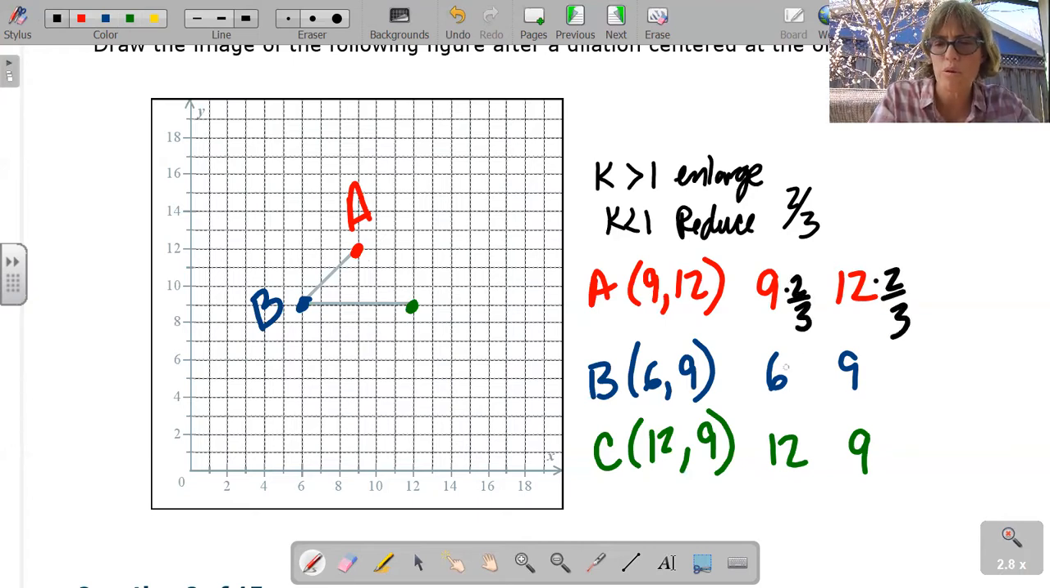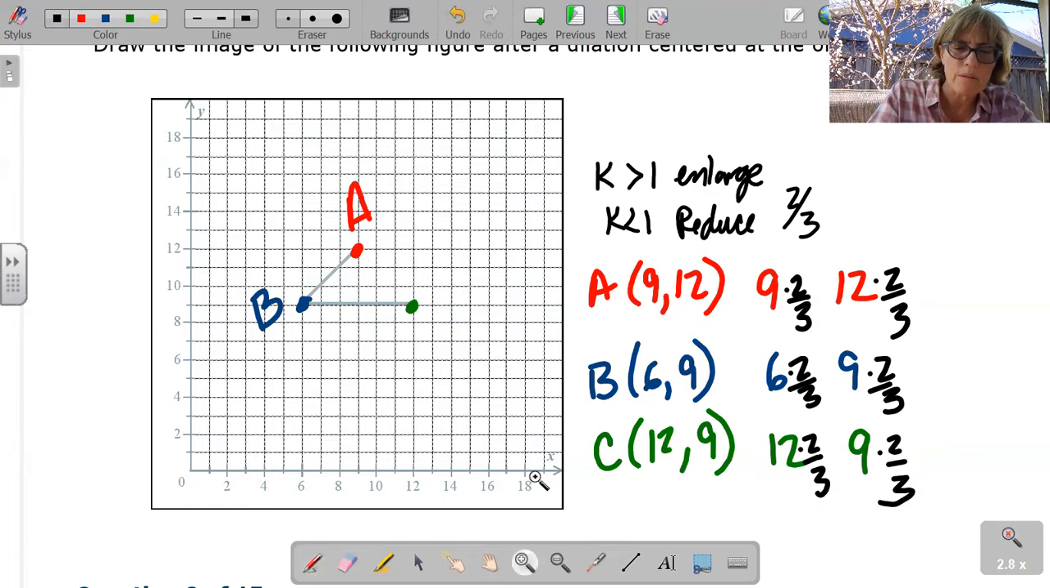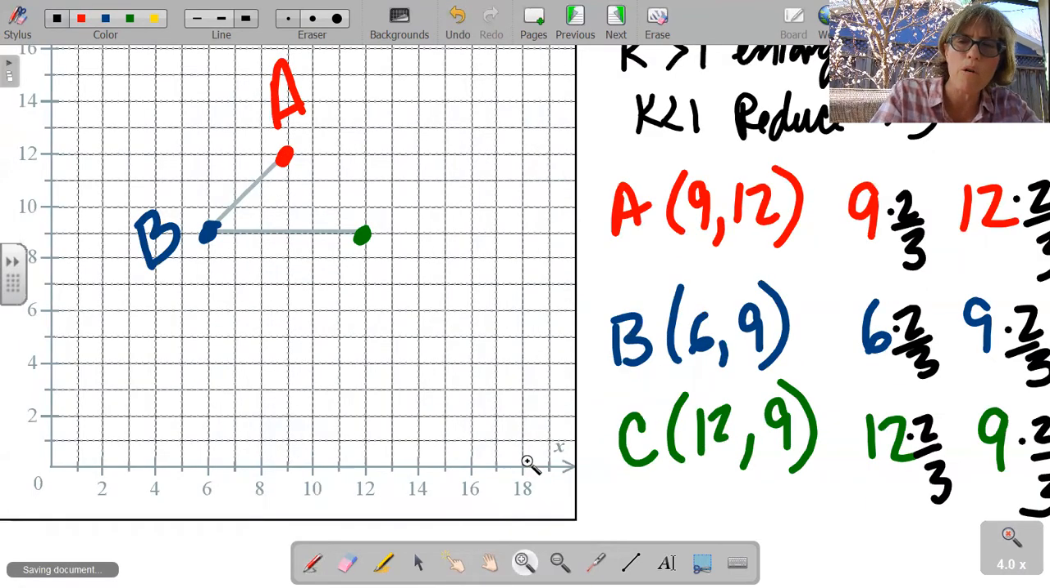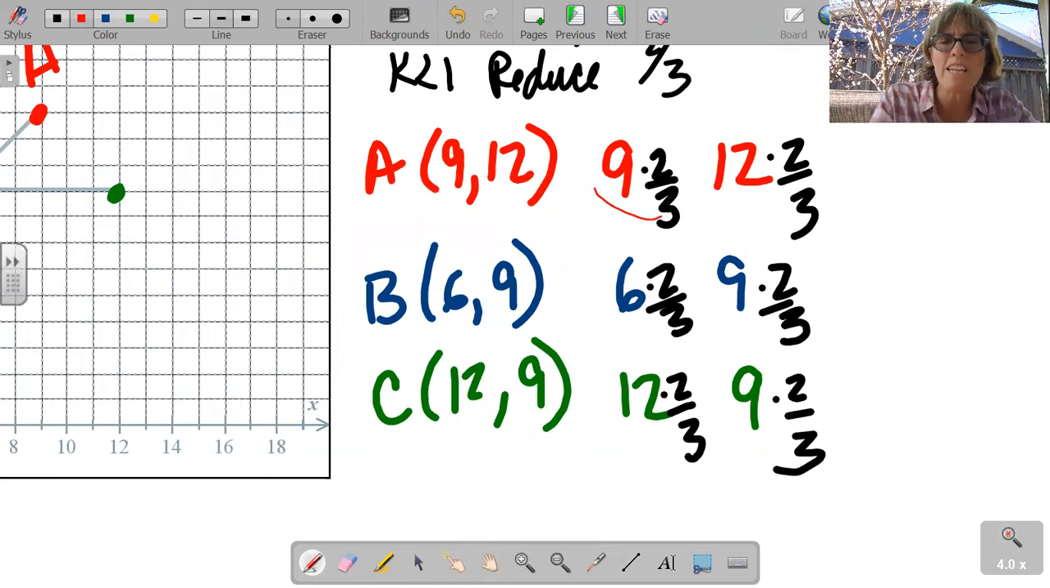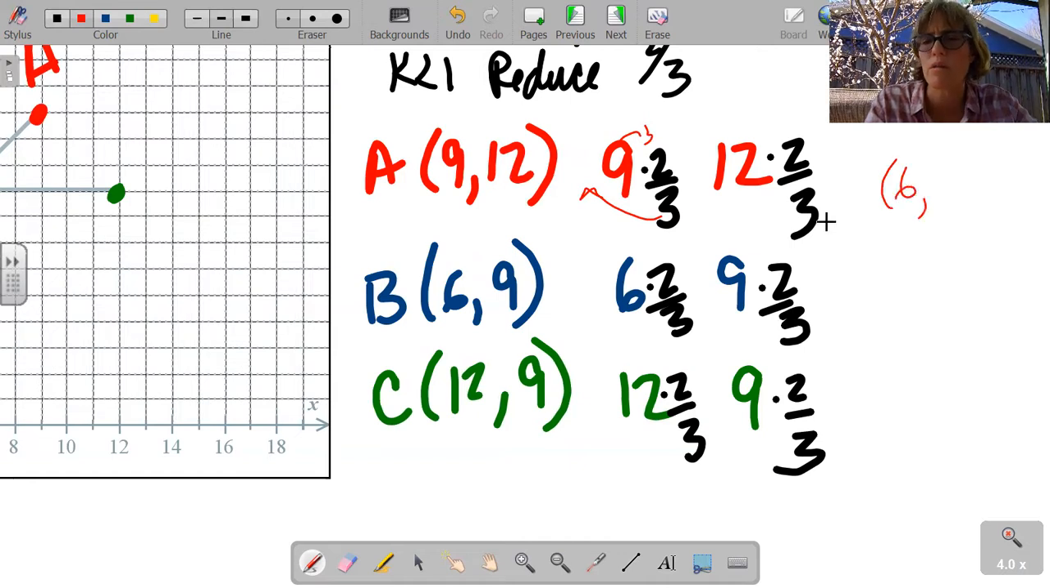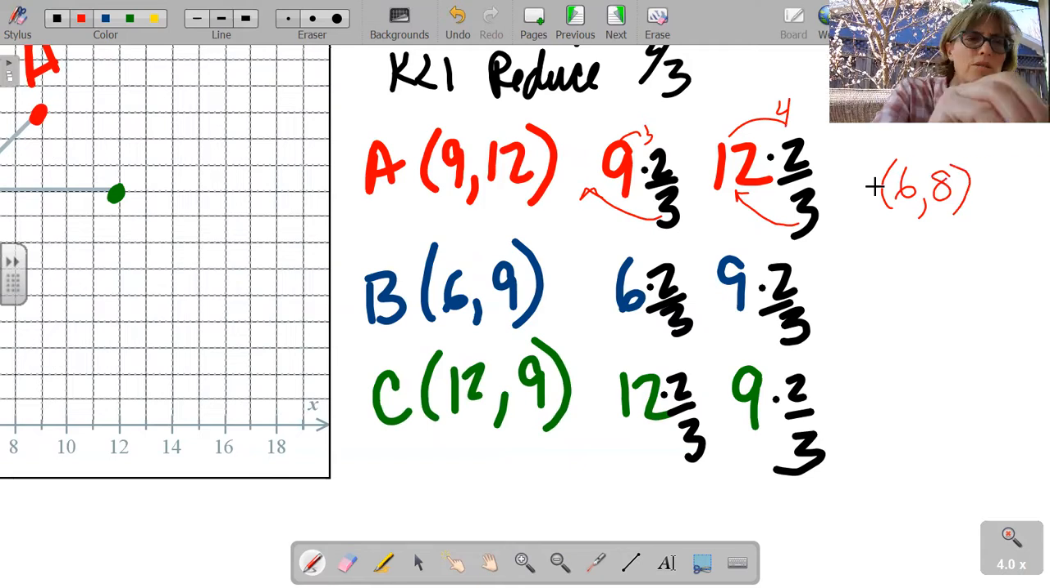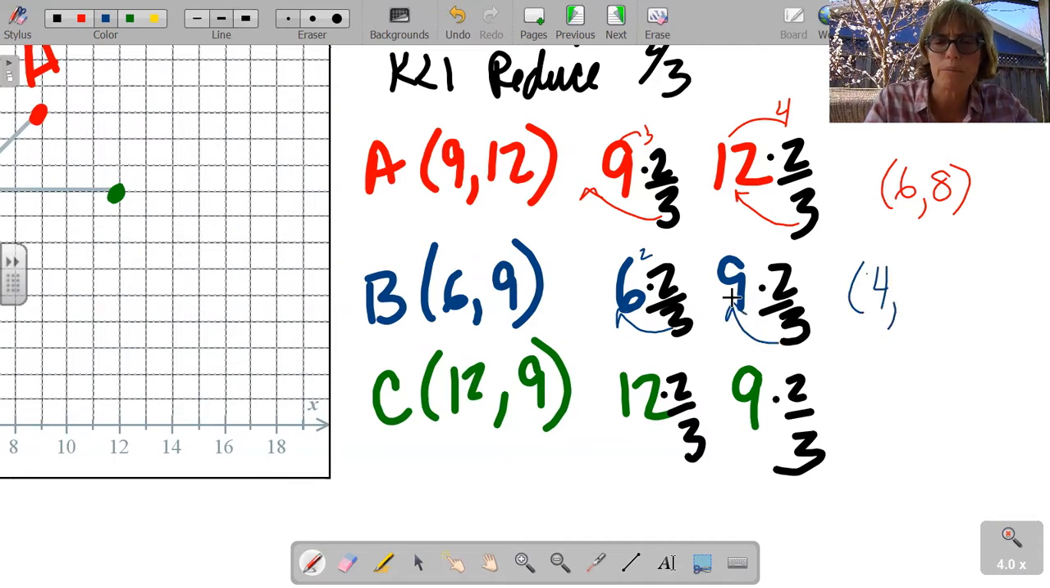2/3, 2/3, 2/3. We're multiplying everything by your dilation factor. You do arrow in, arrow out. 3 goes into 9 3 times. 3 times 2, this becomes 6. 3 goes into 12 4 times. 4 times 2, that becomes 8. 3 goes into 6 2 times. 2 times 2, that becomes 4.